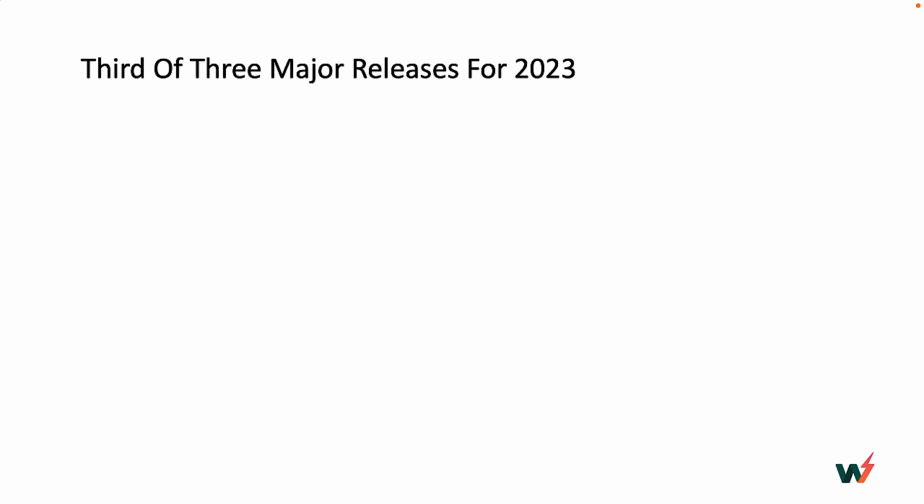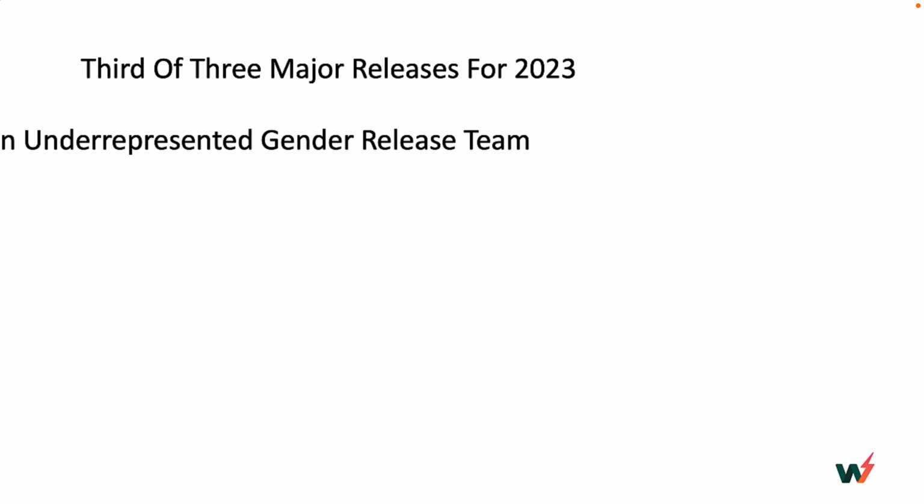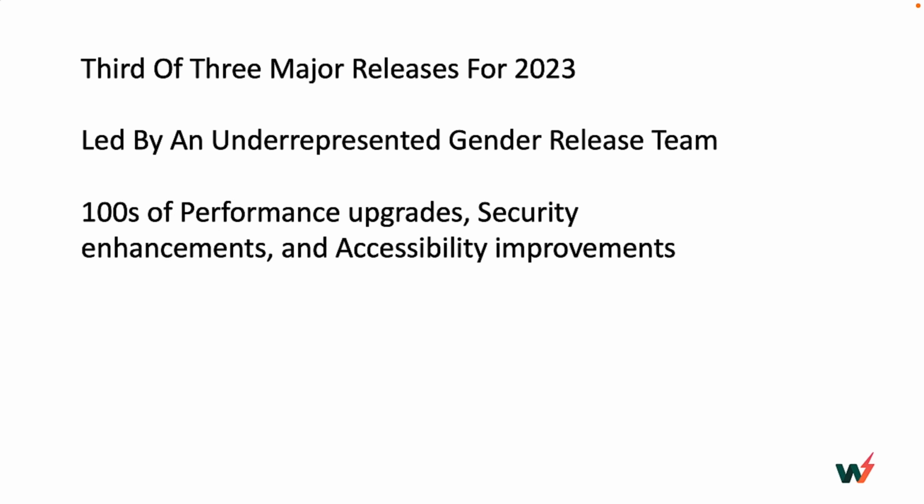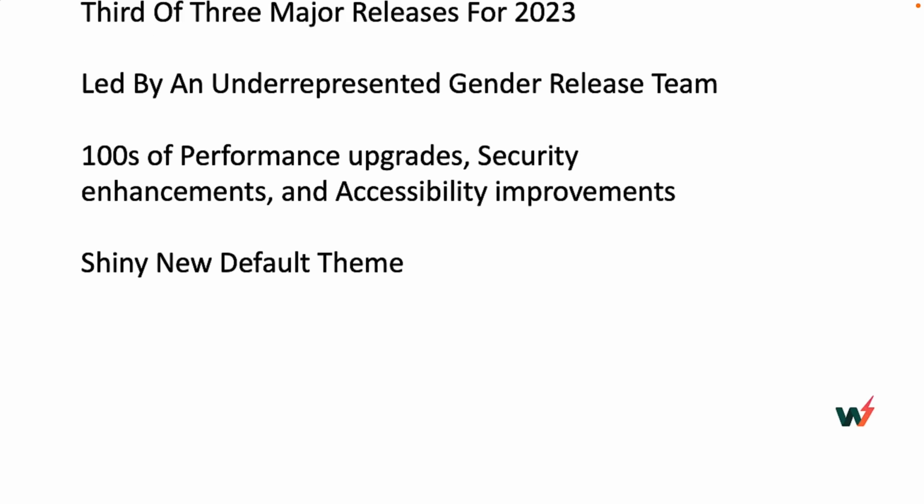WordPress 6.4 is the third of three major releases in 2023, and it's being led by an underrepresented gender release team, and that's the second time that's happened in WordPress history. There are hundreds of performance upgrades, security enhancements, and accessibility improvements, not to mention all the bug fixes in this release. And it comes with a shiny new default theme, 2024, which is what I'm going to be using during the demonstrations in this video.